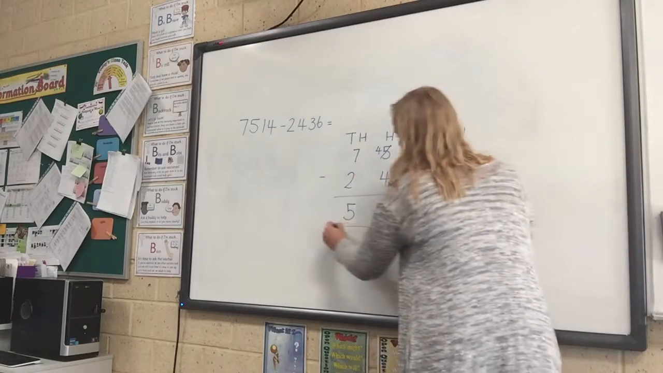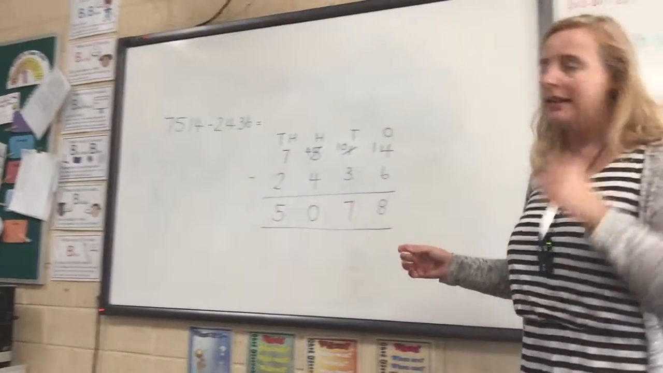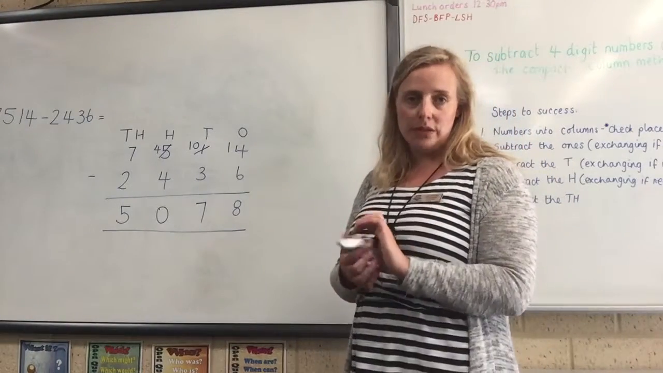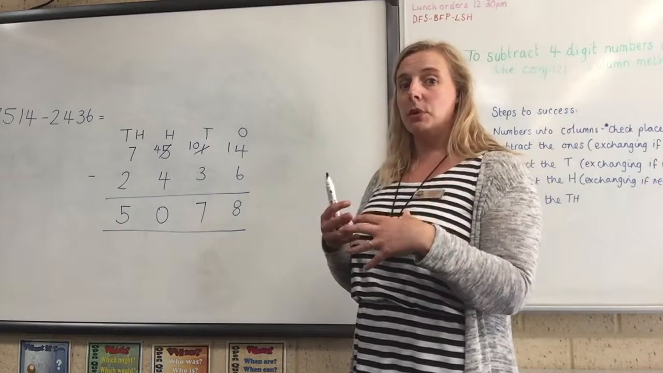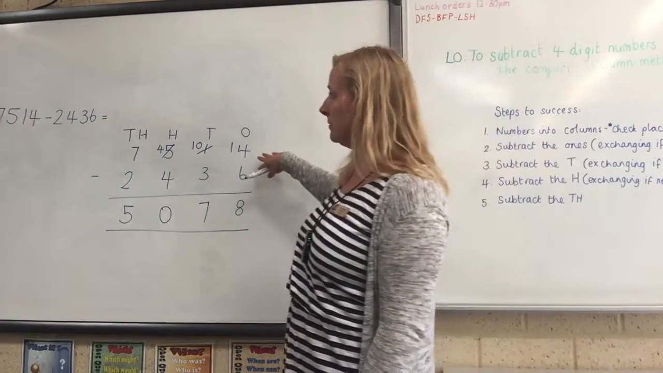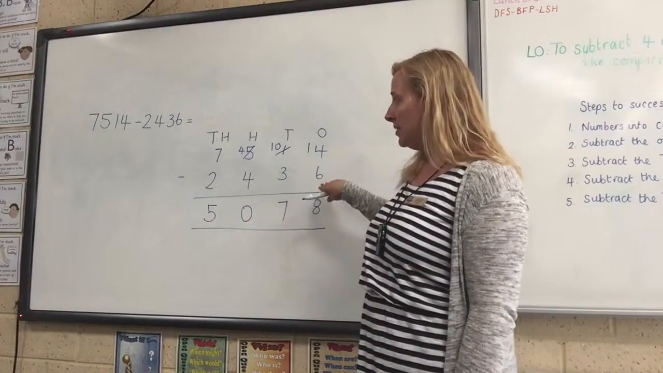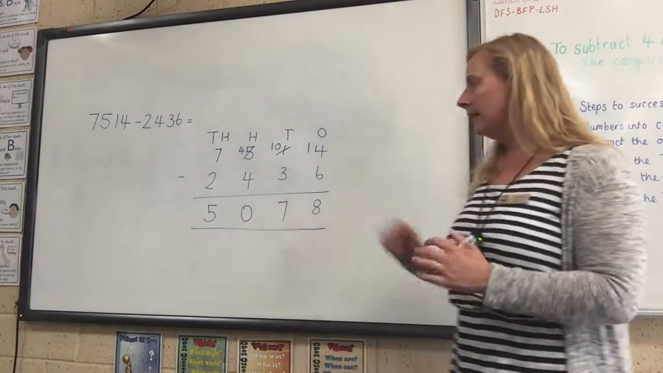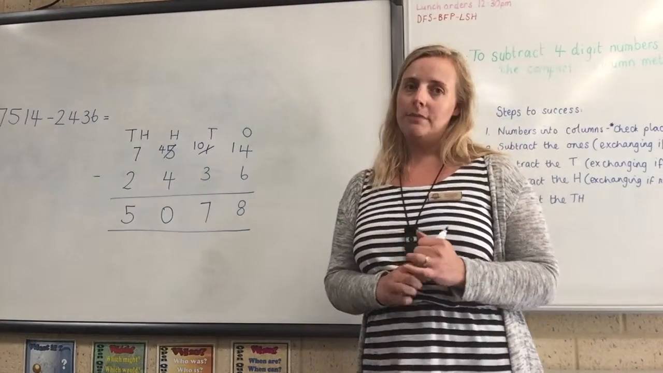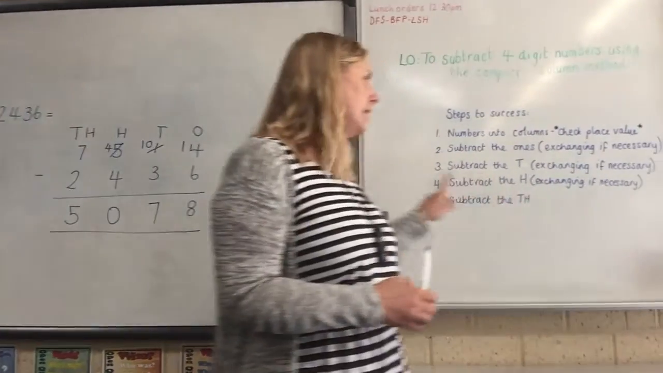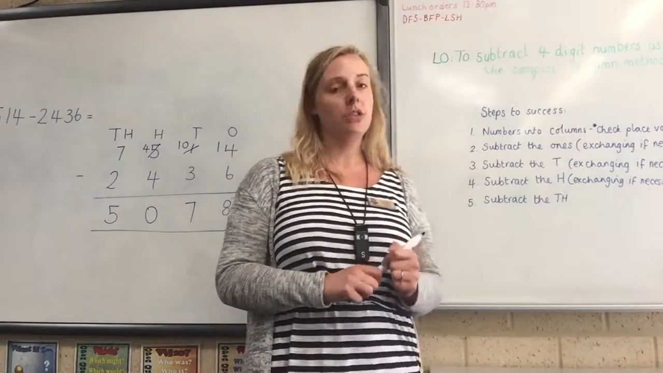Okay, underlining your answer, and also double checking that that answer makes sense. Obviously, because we're doing a subtraction, the answer is going to be smaller than the number I started with. So 7,514 take away 2,436 gives us 5,078. Have a go following those steps to success, making sure we're following the order and always checking the place value.